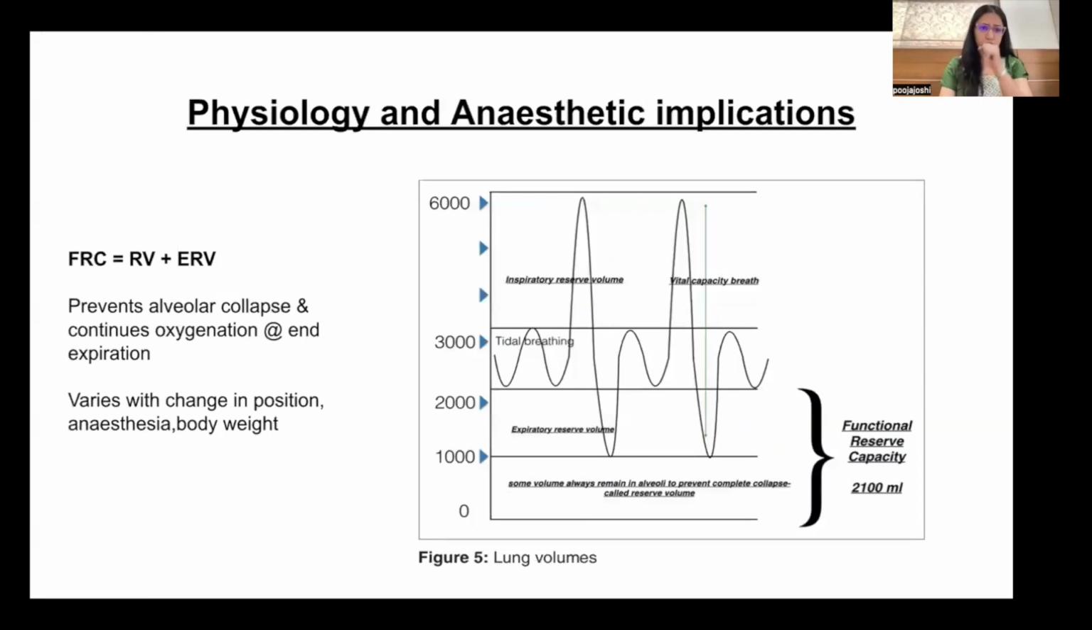In the physiology, the prime importance to us as anesthesiologists is the FRC, functional residual capacity. It is the amount of air remaining in the lung at the end of the normal tidal expiration. It prevents alveolar collapse and it continues oxygenation at the end of expiration. It changes with the change in position, with anesthesia, and as per the body weight.